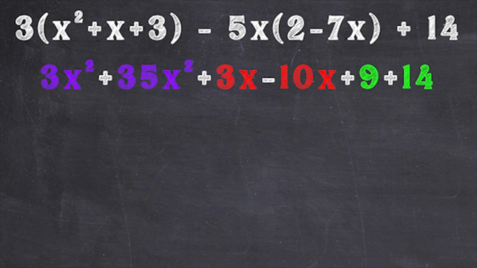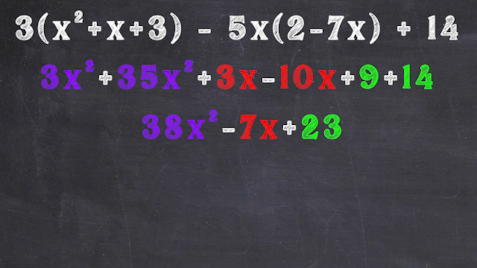First, we add up the coefficients of x squared, which are 3 and 35, to get 38x squared. Next, we move on to the coefficients of x, which are 3 and negative 10. Since they are of opposite signs, we would be performing a subtraction resulting in negative 7x. Finally, we just add up the constants, 9 and 14, to get 23. Now, we have 3 different terms, 38x squared, negative 7x, and 23. We do not have any like terms anymore, so this expression cannot be simplified further.